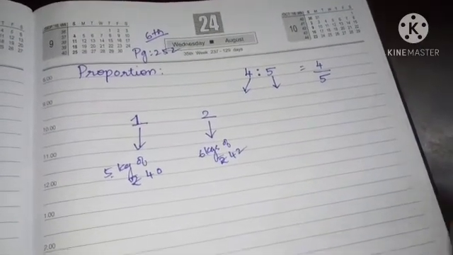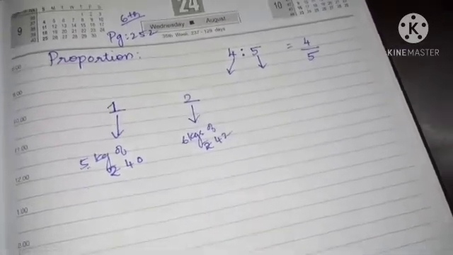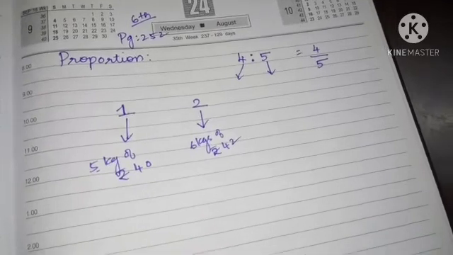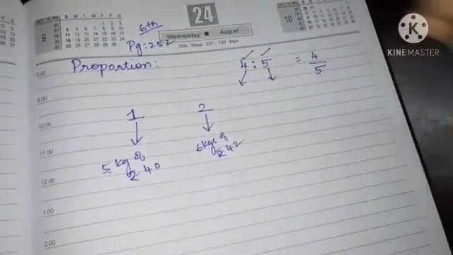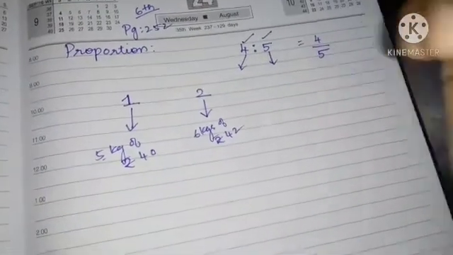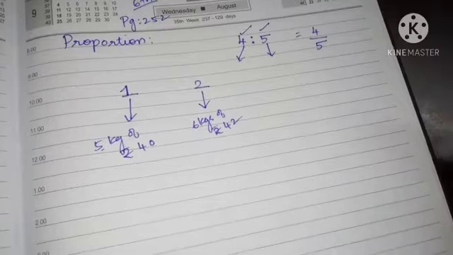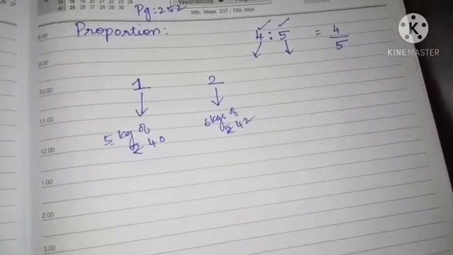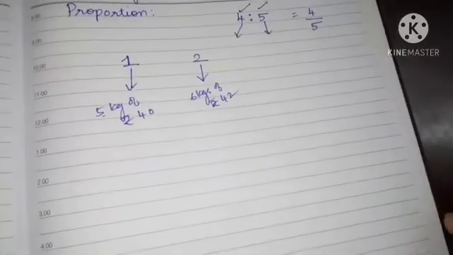So, in those cases, we will use proportion. Actually, in proportion, we will compare two ratios. Ratio means what? You will compare two quantities of the same type. But when it is proportion, you will compare two ratios. When two ratios are the same, we will say that the ratios are in proportion.